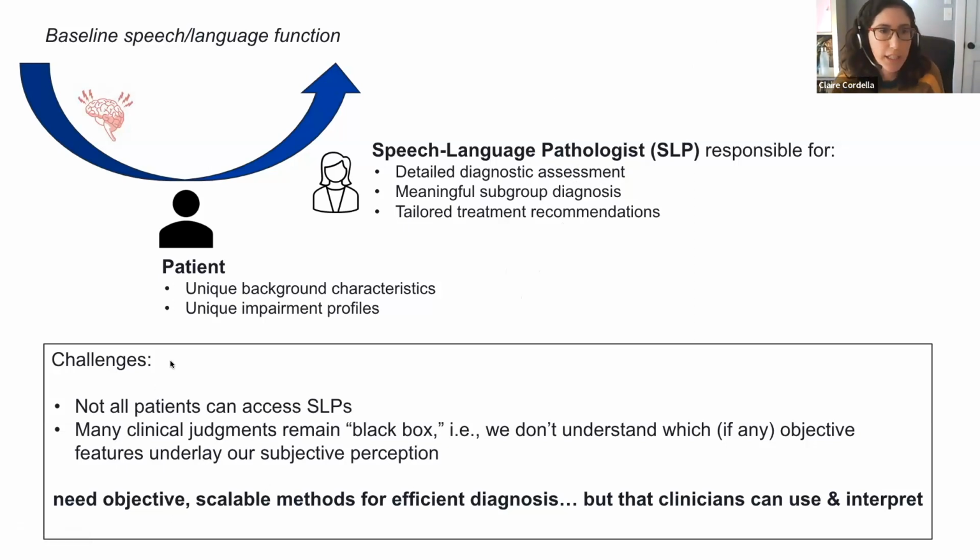And just to give you an idea of some of the challenges, one issue is that this expertise and this time-intensive process is not available to all patients, and not available equally to all patients. Also, a lot of the judgments we make as speech pathologists are essentially subjective, and we don't always know what factors go into that, and that can cause lack of reliability from clinician to clinician. So there's this general consensus that we could use more objective and especially scalable methods for efficient diagnosis, but we still need as clinicians to be able to use and interpret these. So I'll focus a lot of this case study on interpretation, much as Manny did.